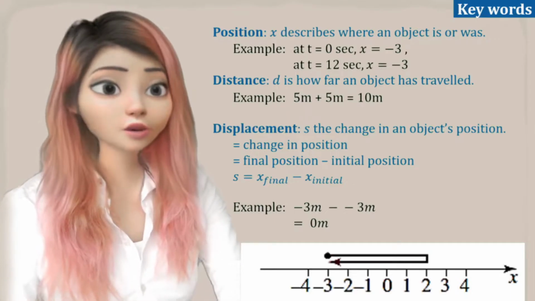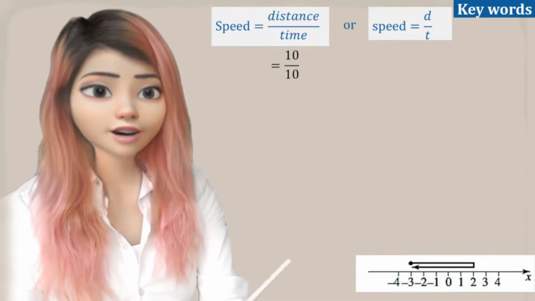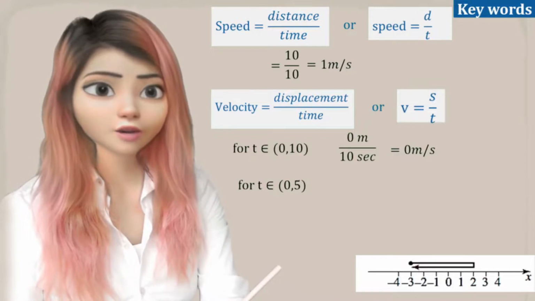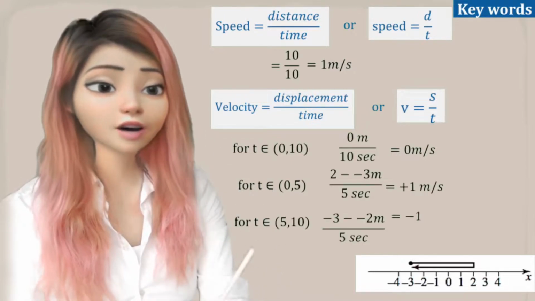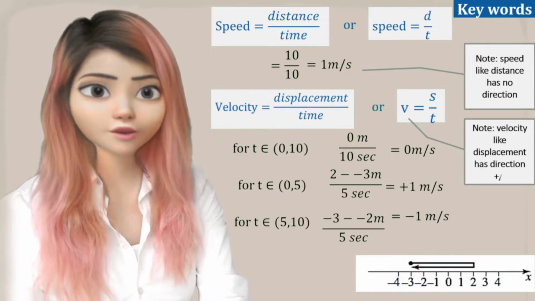In the previous video we had a look at position, distance and displacement, and we also had a look at a little bit of speed and velocity. So you might want to look at the other video to revise this first, because today we're going to build on that a little bit more.